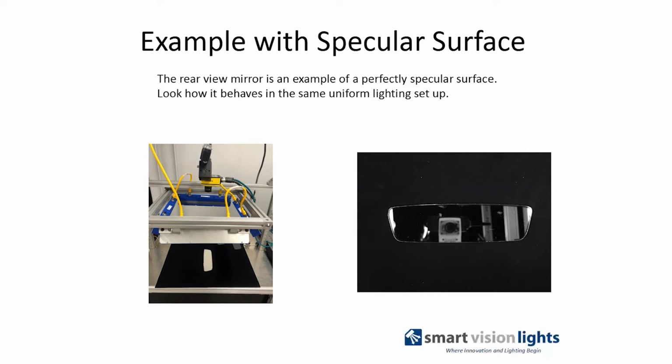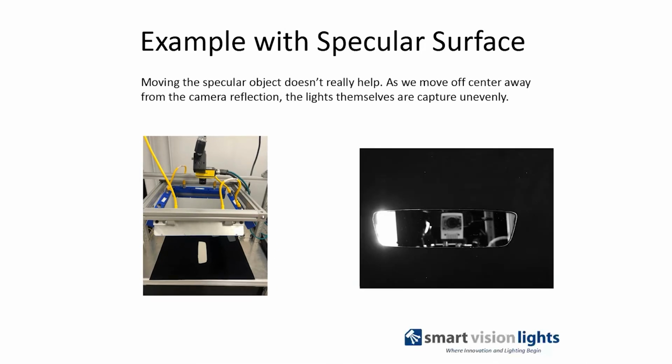This demonstrates the most challenge that we have with very flat specular surfaces. Conversely, we can now go and move the mirror and try and get the camera out of the view and do some things within our uniform light field to improve the situation. But you'll see that moving the object doesn't really help.